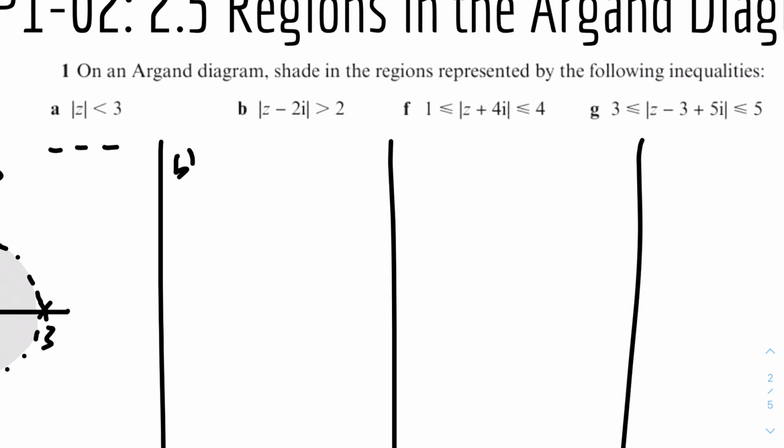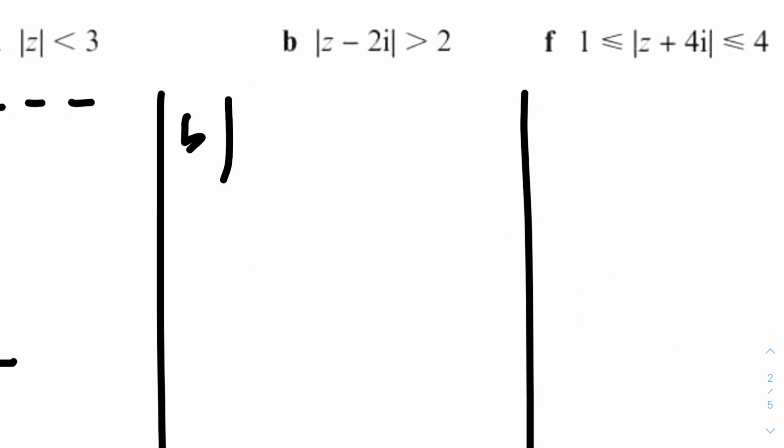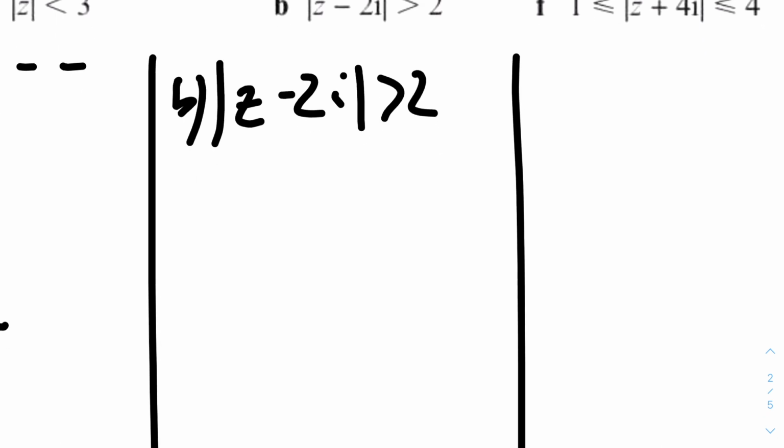So the second question, the modulus of z minus 2i is bigger than 2. So let me just write it down here. Z minus 2i is bigger than 2. So we know that the center here is situated at 0, 2, because this i here represents the point on the imaginary axis. So it will be 0, 2, and the radius will be 2, right?